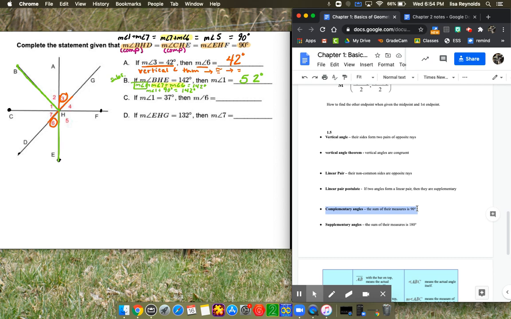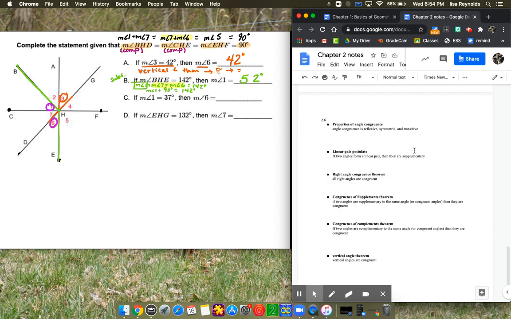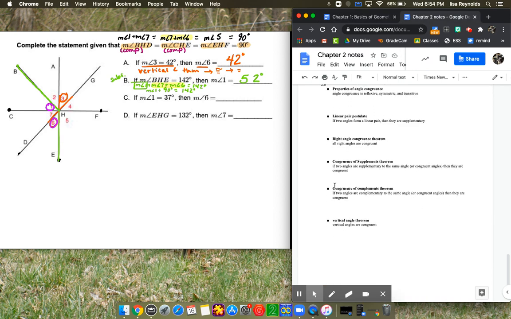In the next one, we are going to use our fact about the measure of angle 1 and try to figure out the measure of angle 6. Now, there is a really simple way to calculate this problem, and then there is a more complicated way. Our simple way is something that we just learned about in chapter 2, the congruence of complements theorem.